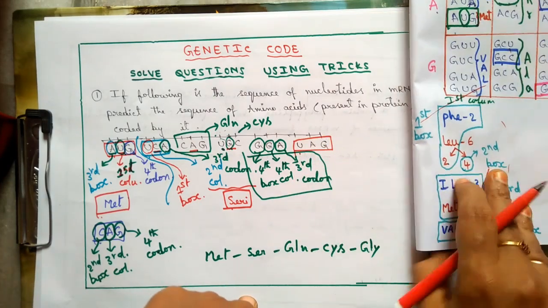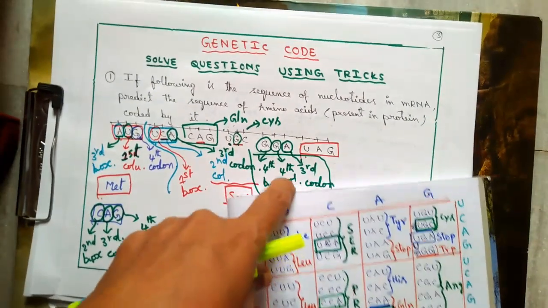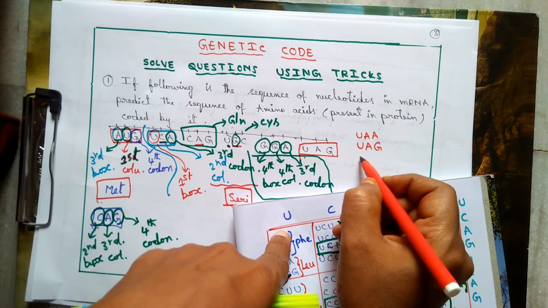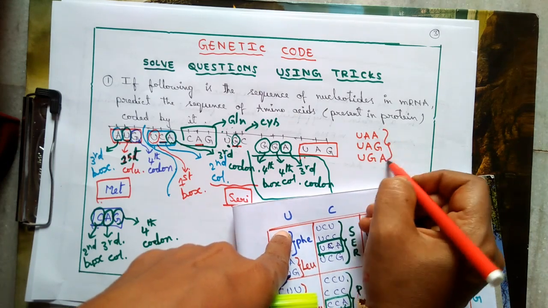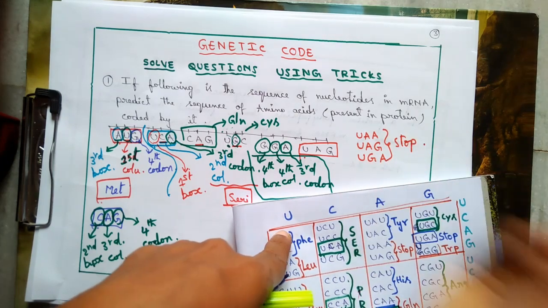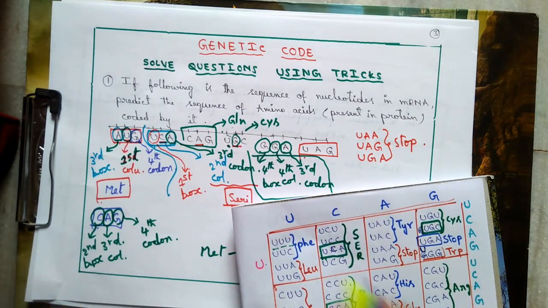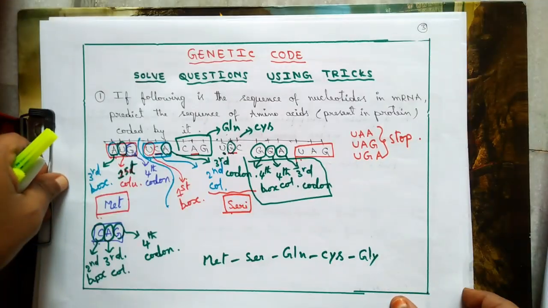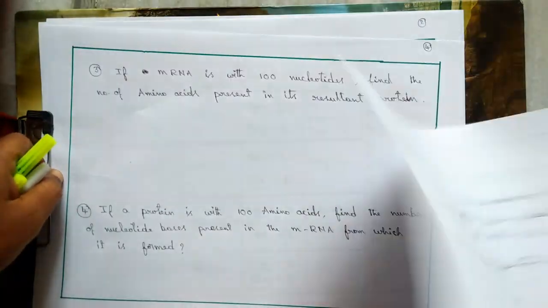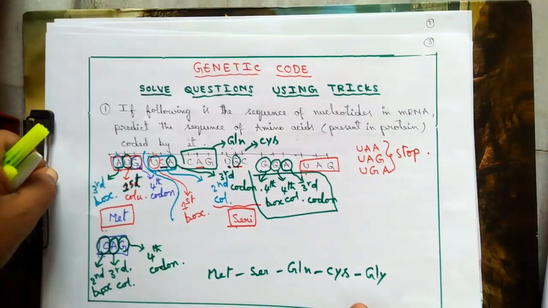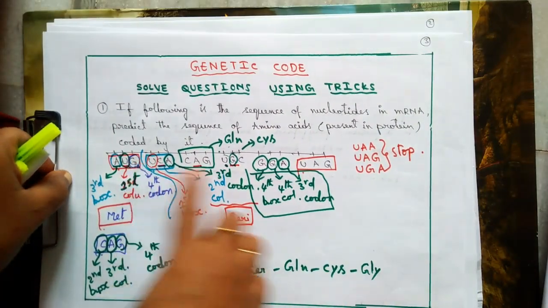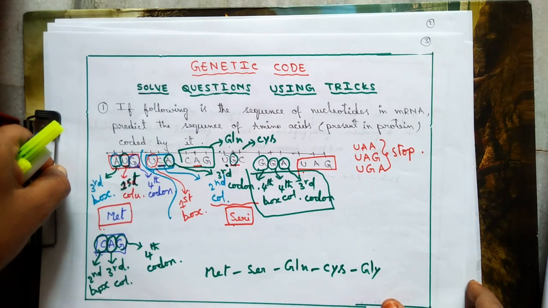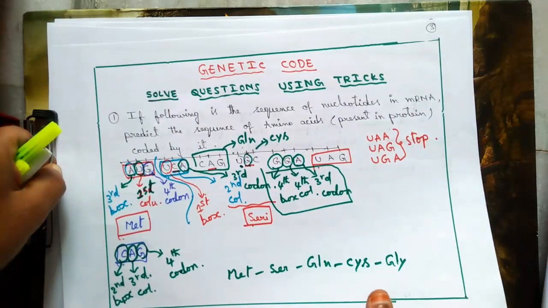UAA, UAG and UGA are stop codons. We need not locate them. So this is about solving one type of question related to the genetic code. We have seen a question where the mRNA chain having triplet codons is given, and we have to translate it into the amino acid sequence present in a protein.